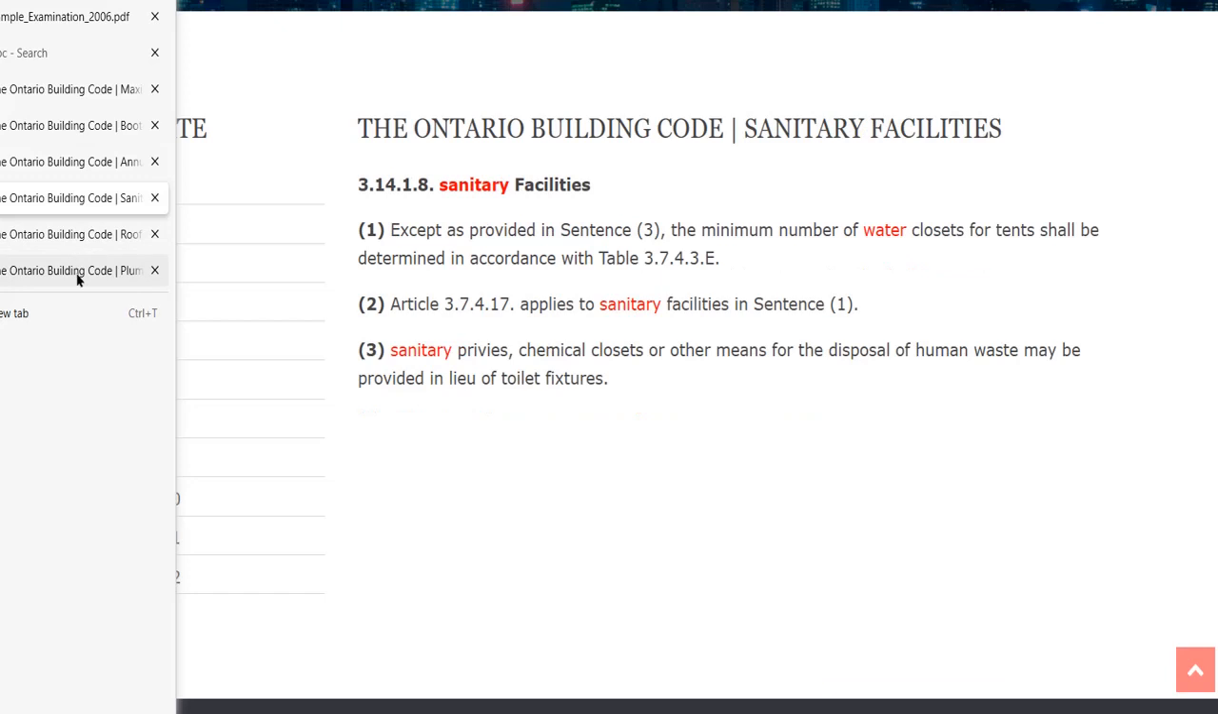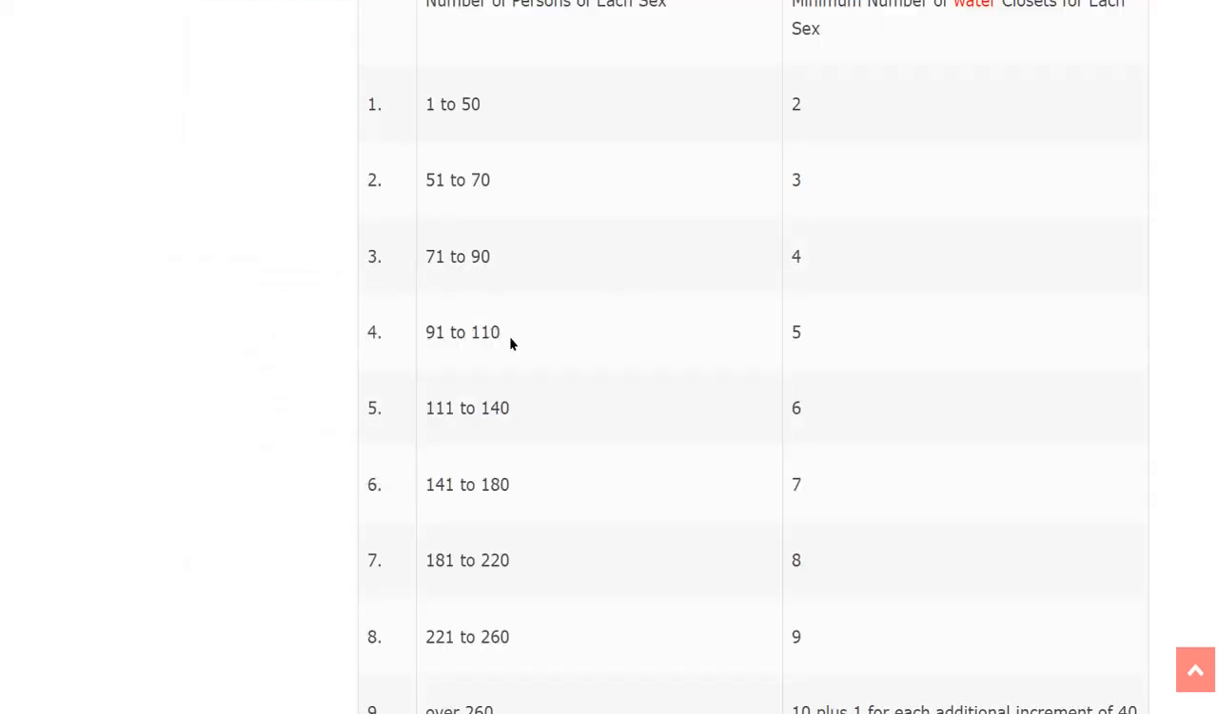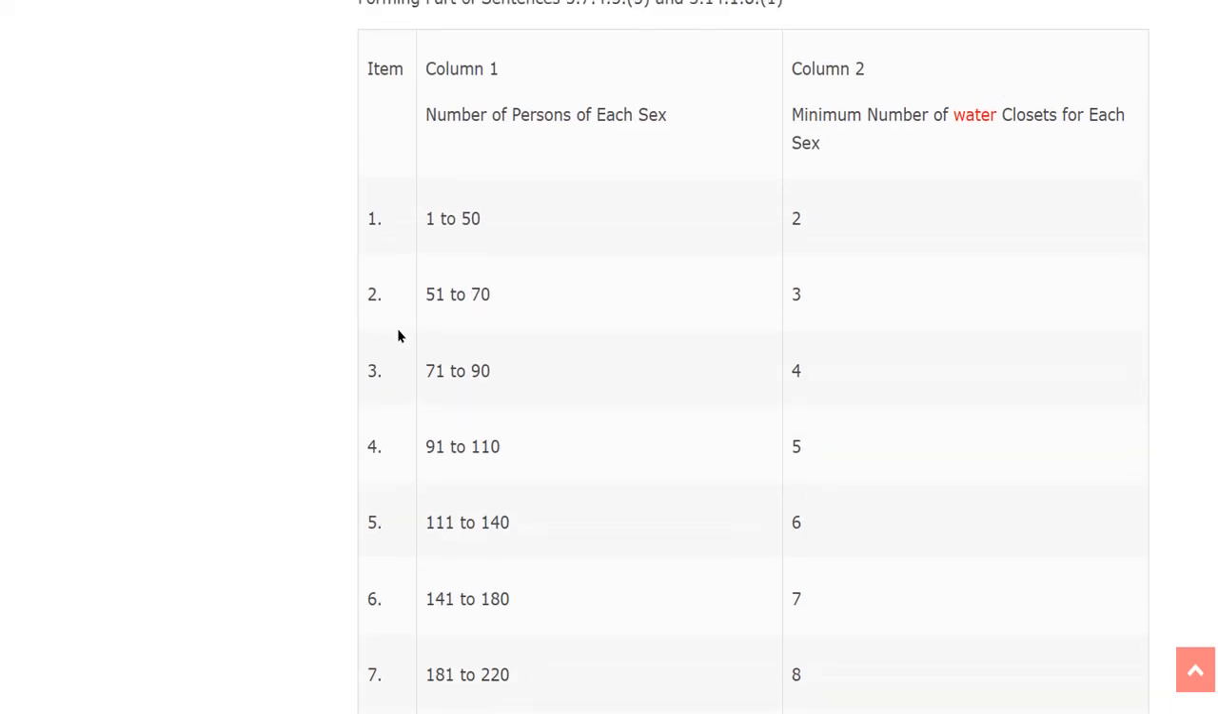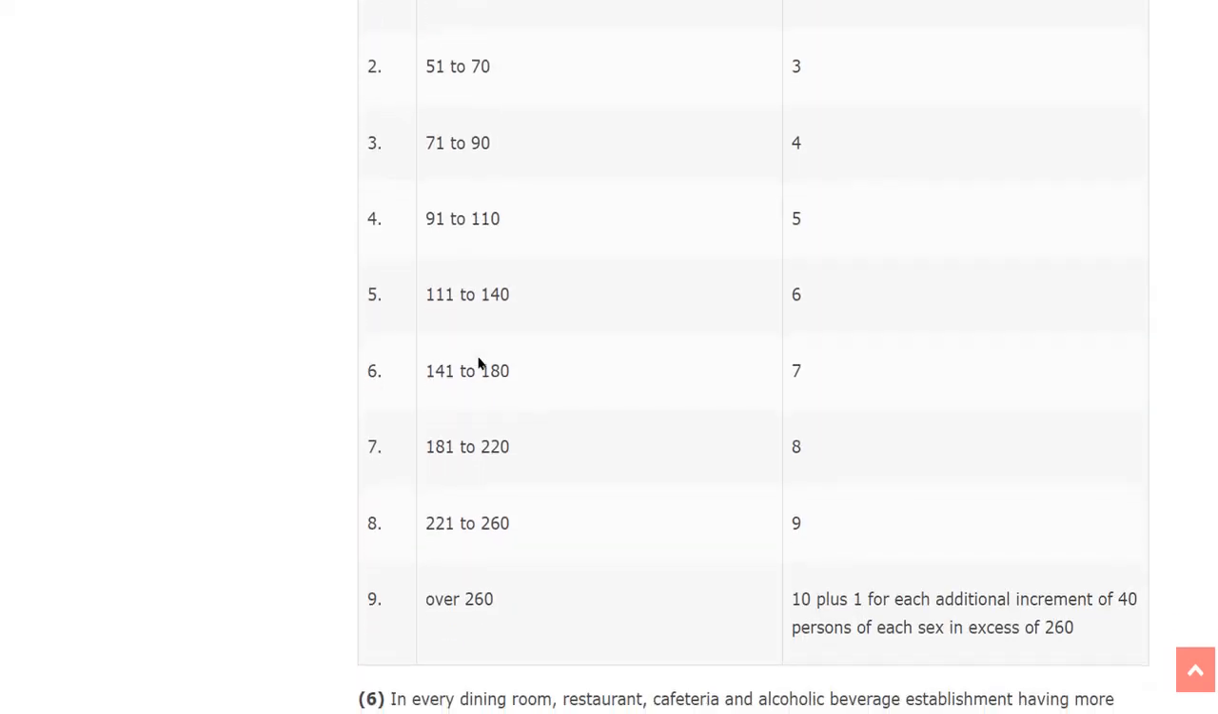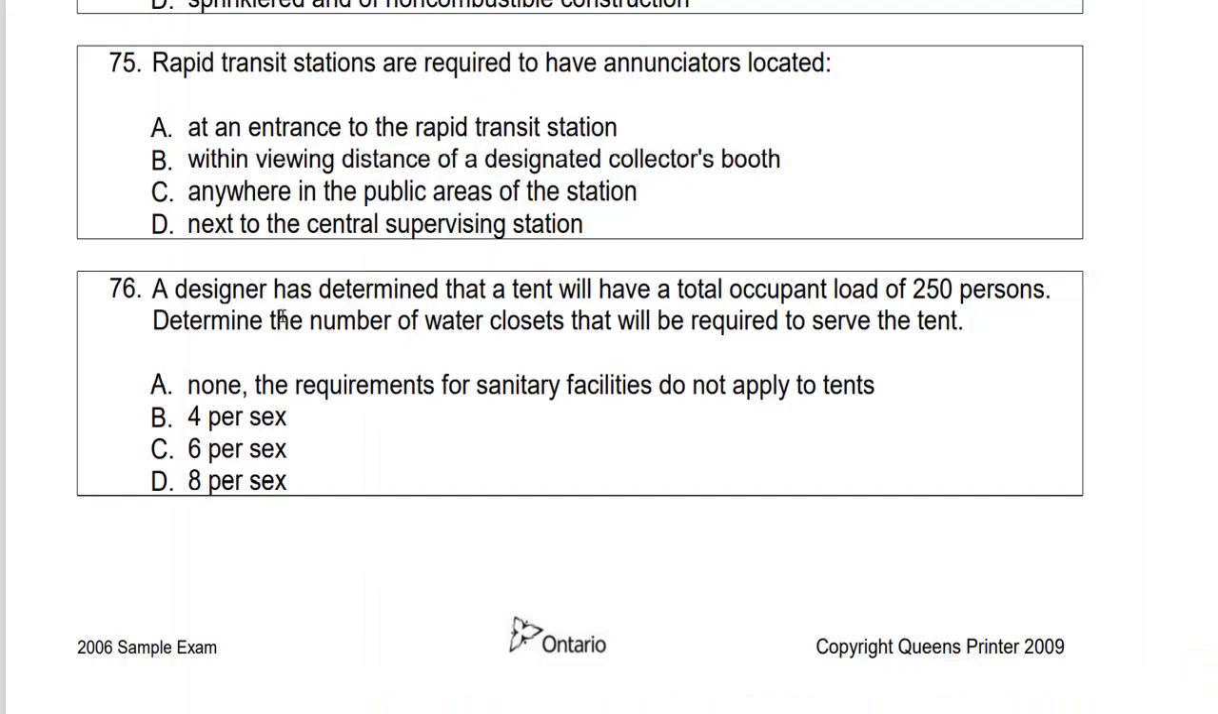Now, let's jump back into this and look for the occupancy in table E. We must have 125. So this is 111 to 140. So 125 is between that. So we're looking at 6. Let's see if that's the answer. So 6 per 6. So the answer to this question is that you must have 6 water closets for male, 6 water closets for female.